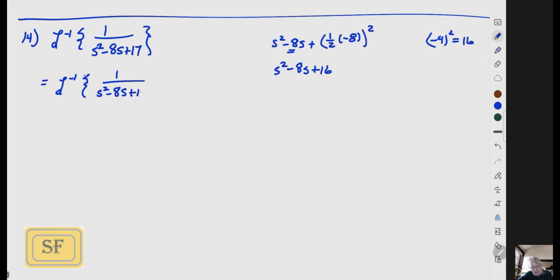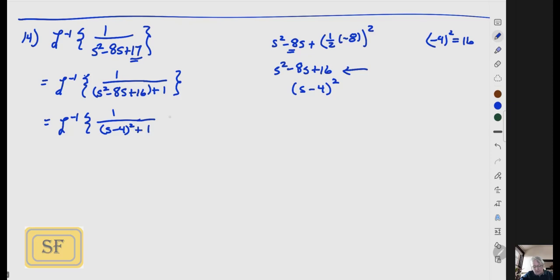So add 16. And I have 17 here, so that means I have 1 left over. I'm going to group these. When you complete the square, s squared minus 8s plus 16 forms a perfect square that can now factor into s minus 4 squared. So back to my inverse Laplace transform, s squared minus 8s plus 16 is s minus 4 squared, and then I have plus 1. And 1 itself is squared.